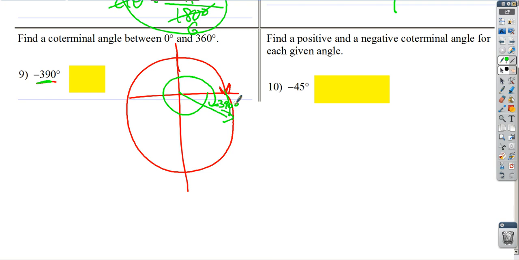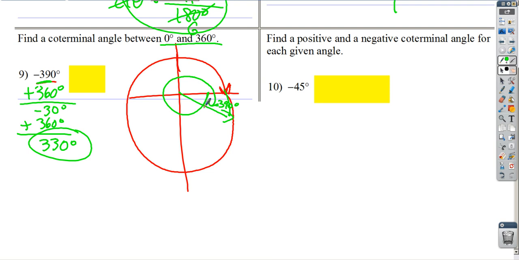To get the coterminal, you can just keep adding 360 until you get a positive number, because we need a number between 0 and 360. So negative 390 plus 360 is negative 30, still not positive. Let's add another 360, and we get 330 degrees. And that makes sense because we went an extra 30 this way. Well, if you had gone the other direction, that's almost all the way around except for 30. 360 minus 30 is that right there. So we should get 330 degrees. That's the only coterminal angle.